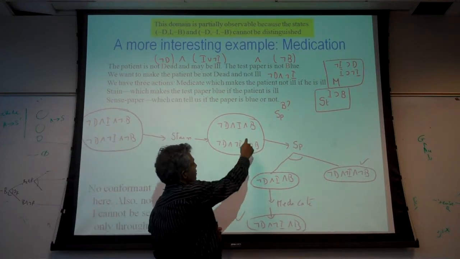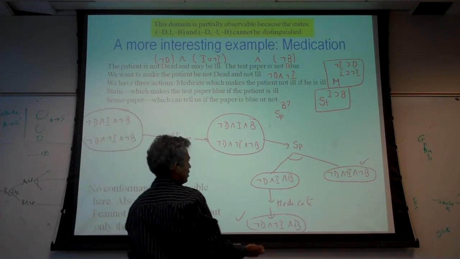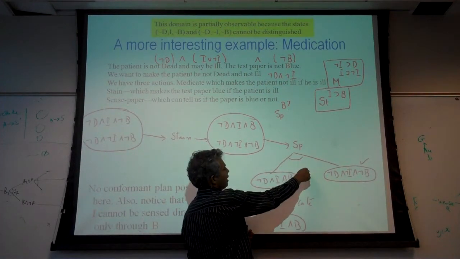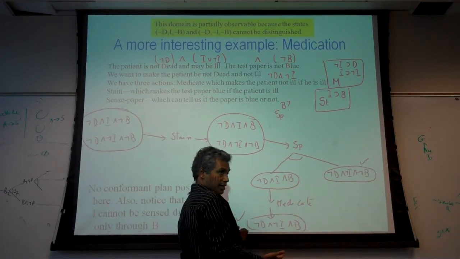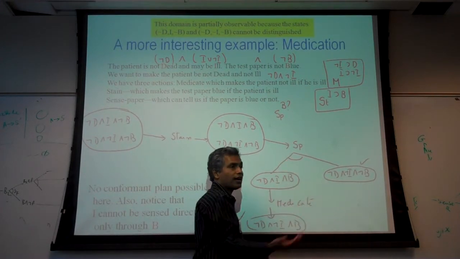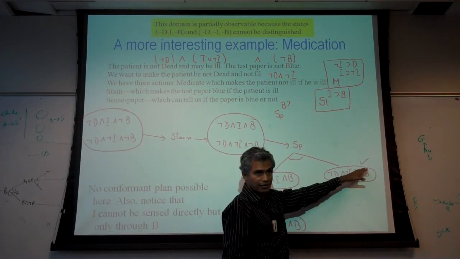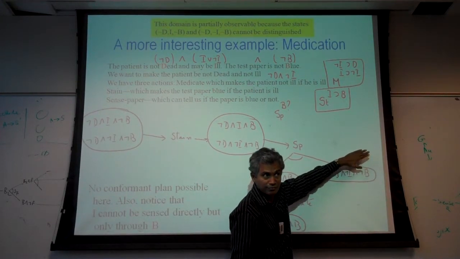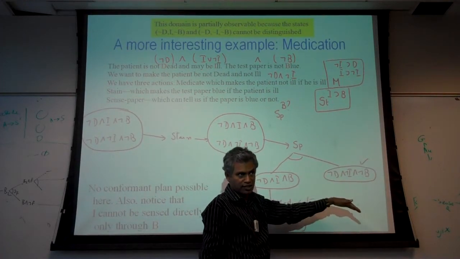Now you can actually partition on B, blue versus not blue. So you actually sense the paper color, and when you sense it during the test execution, it will tell you whether it's blue or not blue. And if it's not blue, then you're done. Remember, during the planning, you don't know which one will happen, so you need to take both branches down.